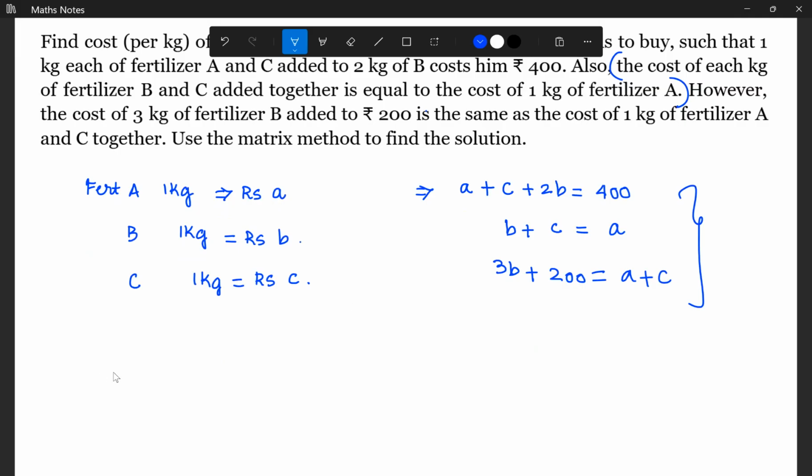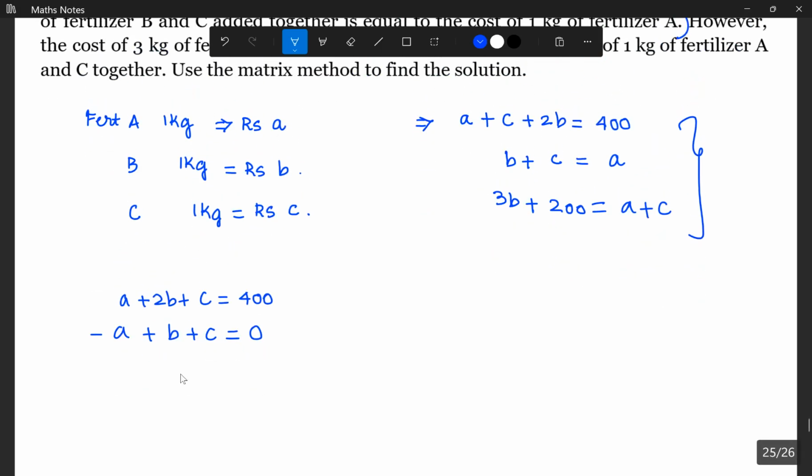Now, the equations become A plus 2B plus C is equal to 400, and the second equation would be minus A plus B plus C is equal to 0, and the third equation becomes A plus C minus 3B. I am taking this 3B to the other side. A minus 3B plus C is equal to 200.